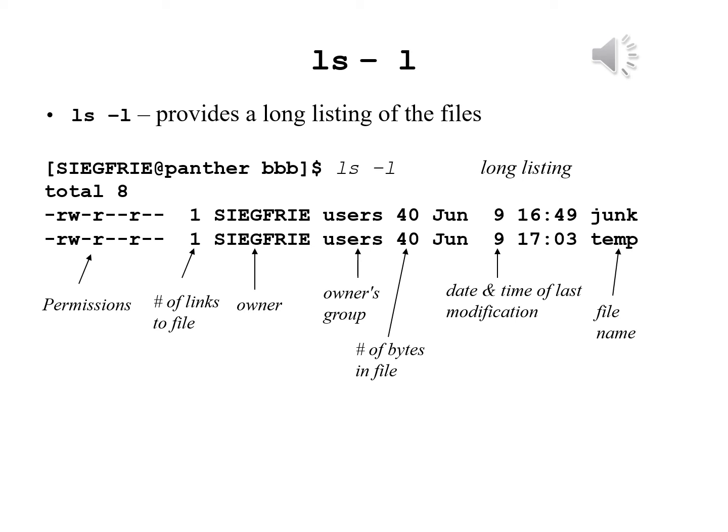ls space -l gives us a long listing. Let's take a look and see what this all means. The dashes, r's, and w's are the permission scheme for the files. We will talk more about that in a minute. The number after that is the number of links to the file. Siegfried is the login name of the file's owner, and users is the name of the owner's group. The files are both 40 bytes in size, both last modified on June 9th, junk at 4:49 p.m. and temp at 5:03 p.m.